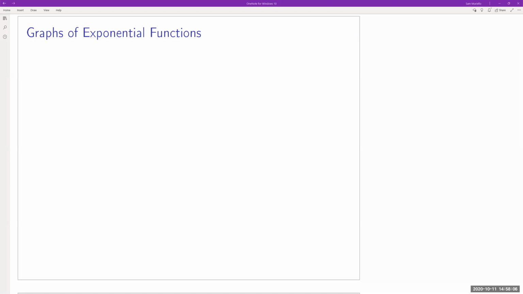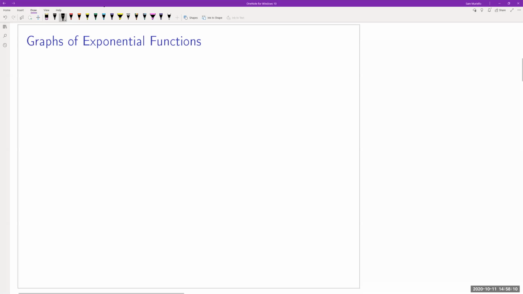Okay, everyone, welcome back. Today we're going to start Chapter 6. We're looking at 6.1, which is an introduction to exponential and logarithmic functions, focusing on the graphs of these functions. So let's start off with exponential functions, and we've seen exponents before, but what we want to look at is the graph of something like y equals 2 to the x.